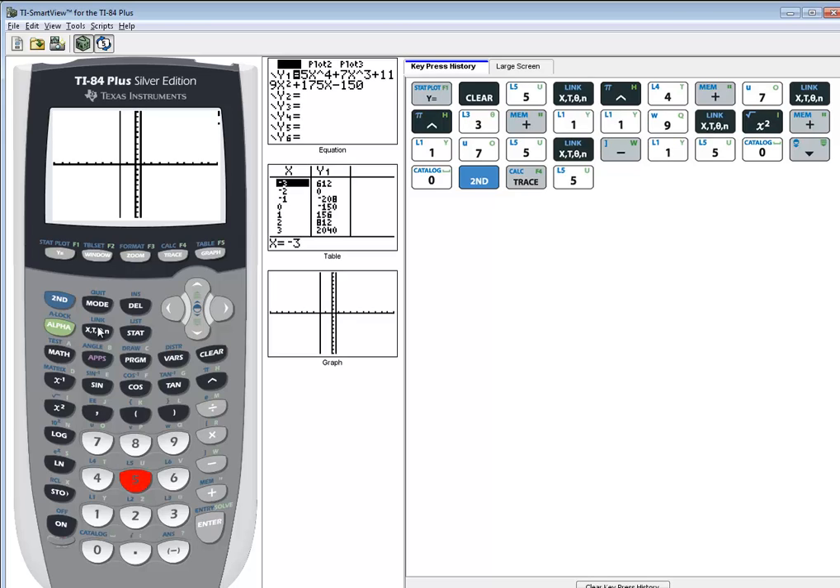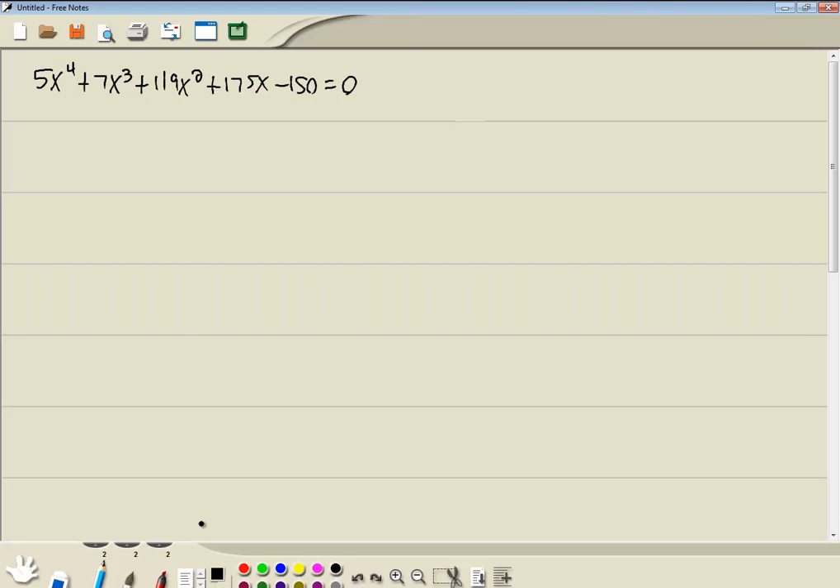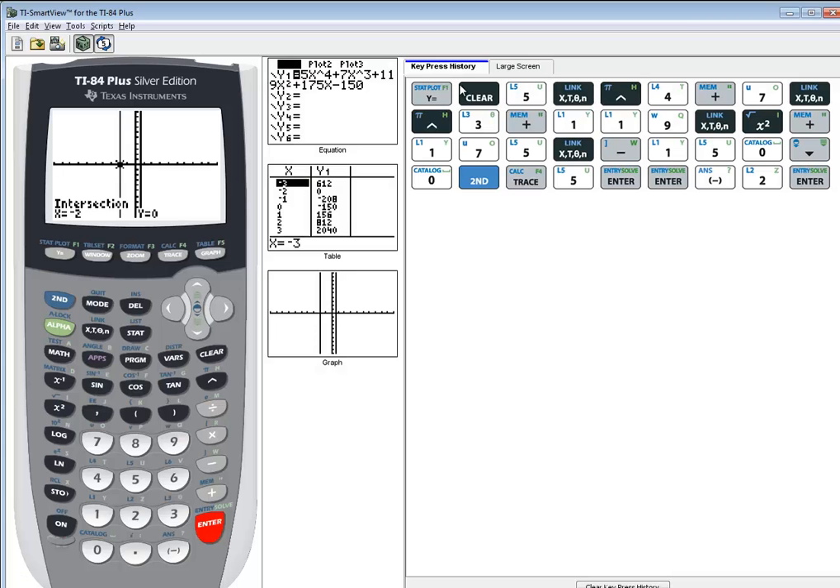And our answers are where it crosses the x-axis. Looks like -2 and 1. So let me do enter on first curve, enter on second curve, and let me put -2 in. And it comes back and tells us our first answer is -2. Well, we'll go through the process again and find the other one.